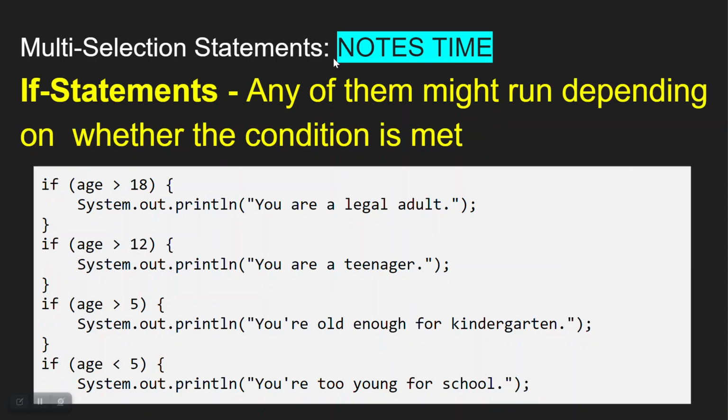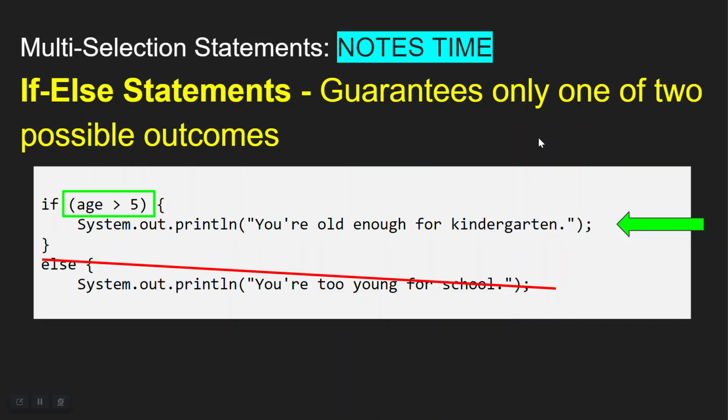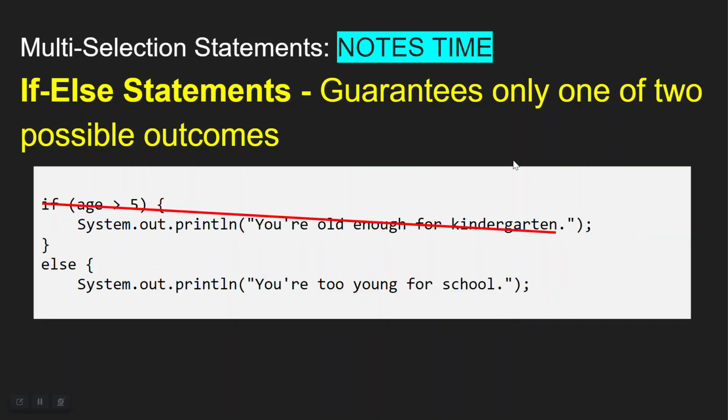So if we're only using if statements, we have to be a lot more careful because any one of them might run depending on whether the condition is met. Again, this can cause problems if the algorithm is not properly put together. And then you also have learned if-else statements, which guarantee only one of two outcomes will happen. So that's what we had in our previous lesson. So if age is greater than 5, it's going to print you're old enough for kindergarten and skip the else automatically. But if age is not greater than 5, then you are automatically bumped into the else category.